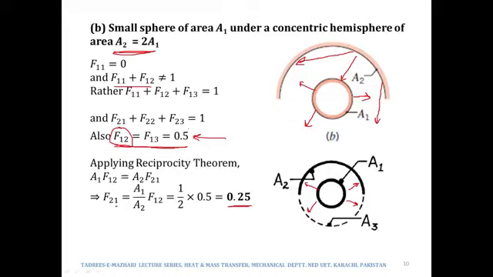Where will the rest 75% go? It will be incident upon itself and it will be incident upon 3. Means f22 plus f23 would be 0.75, 75%. Would f22 and f23 be the same? Would it be 0.75 by 2 each? Would it be 0.375 each? The answer is no, because they are not symmetric, right?